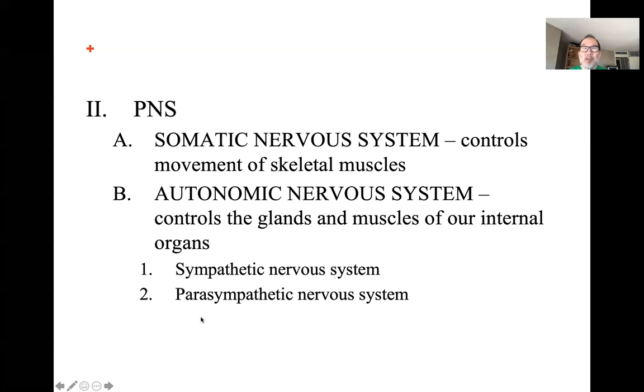Now, there are two subsystems under the autonomic nervous system: the sympathetic versus parasympathetic nervous systems. The big difference is that the sympathetic is involved in excitatory activity, so facilitating heart rate, sweating, and so on. And the parasympathetic is related to chilling us out, reducing activity, slowing down the heart, reducing breathing, and so on.